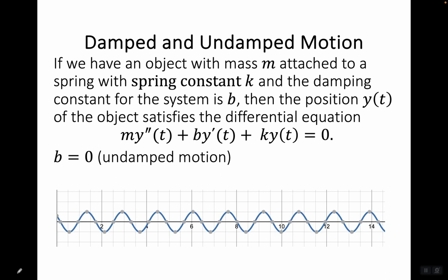Now, if b is 0, that means there's no damping. We have undamped motion, and we end up with a graph that looks like this. It's just going to oscillate forever and ever because there's nothing to stop it.